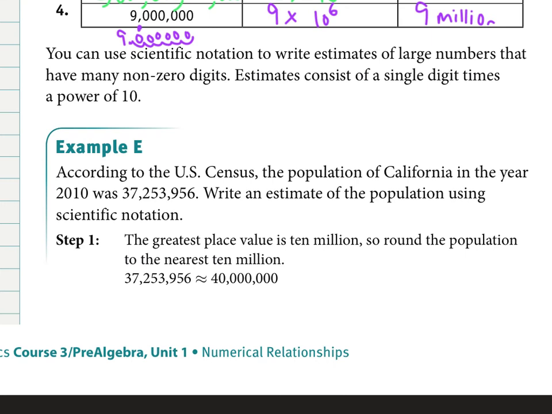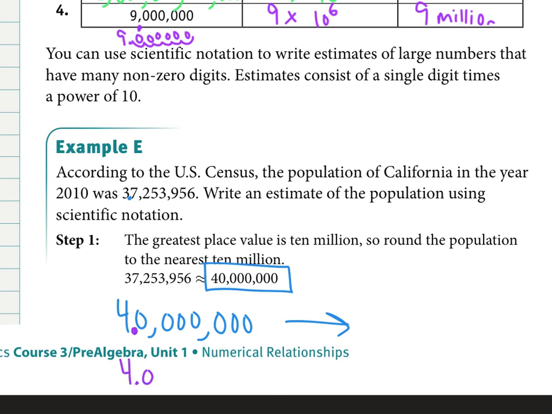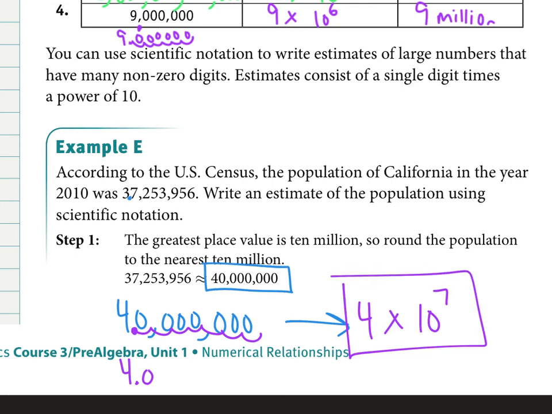Okay, and that way when we write it in scientific notation, we're not going to have to do 3.7253. We can just treat this number as 40 million, and think about where the decimal would have been if this was a number between 1 and 10. It would be right there, 4.0, or just 4 times 1, 2, 3, 4, 5, 6, 7, right? So times 10 always to the 7th power. Okay, so that would get you an estimate of 40 million.